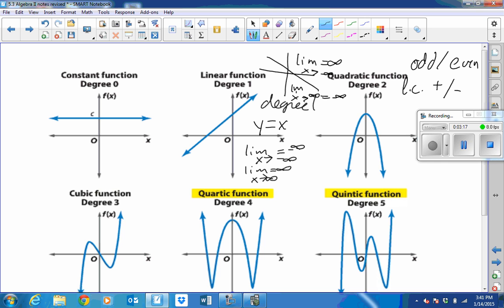Now, as we talk about a degree 4 equation, this is the one I like to say looks a little bit like a butt, oftentimes. But it's still going to have the same end behavior, but it's going to have more wiggles in it. It might cross our x-axis twice. It might cross our x-axis 4 times. So that's the first thing.